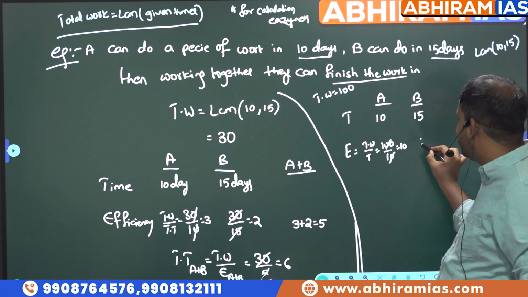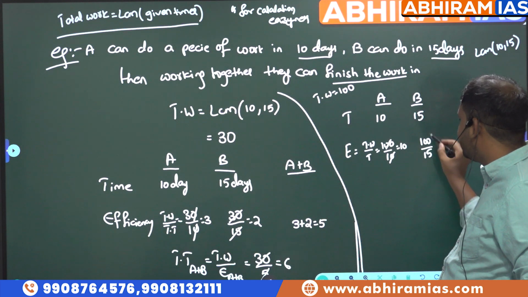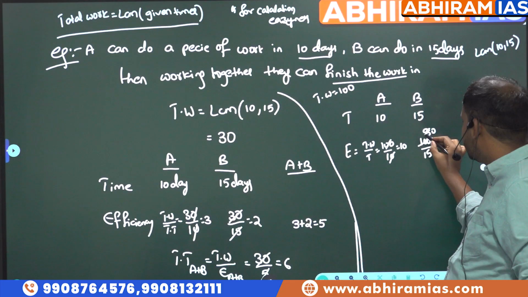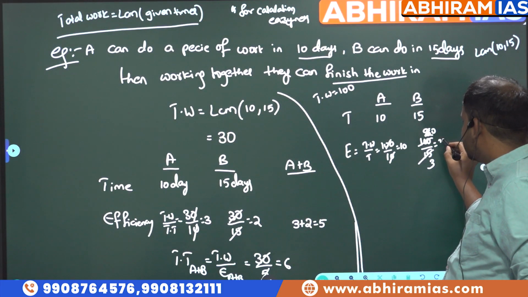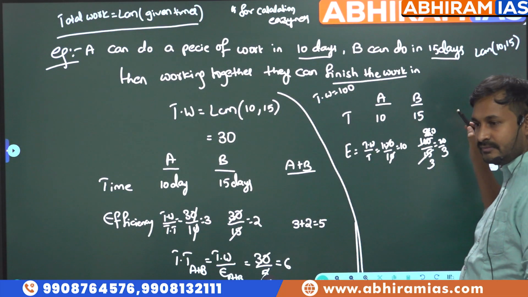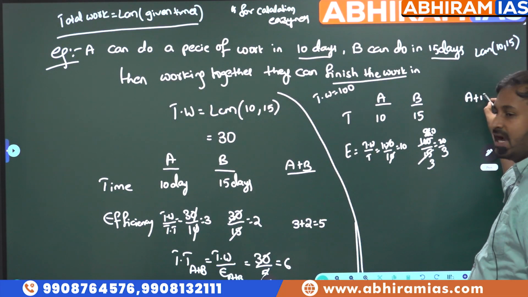Now the efficiency of B will become what? 100 by 15. Why? Because the time taken by B is 15 days. So this becomes what for me here? Sorry, 20 by 3. This becomes 20 by 3. Now both A and B are working together, right? So that means their efficiencies will get added up.